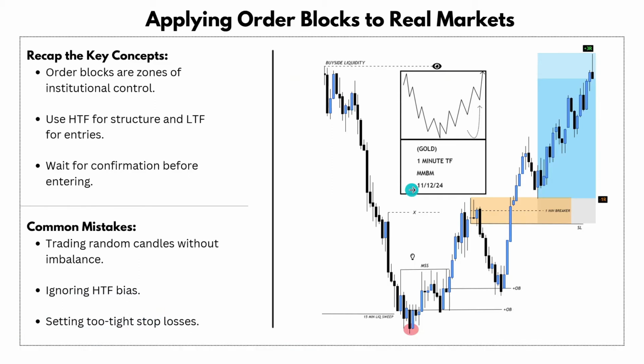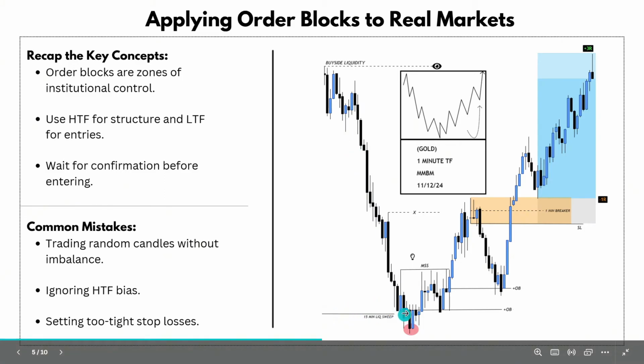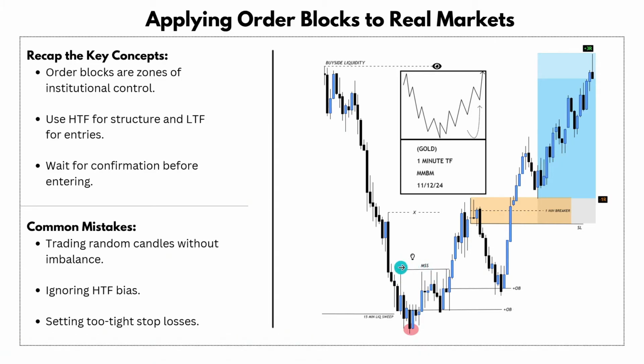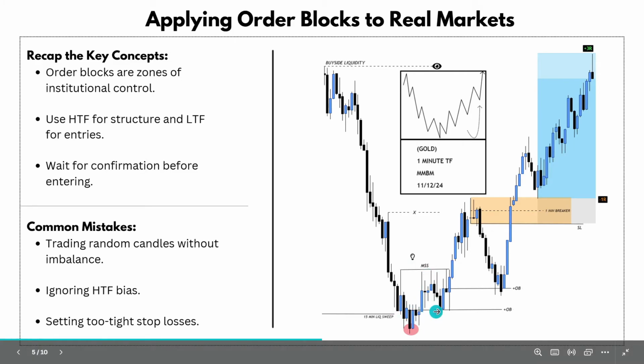As we can see right here, this is a beautiful market maker buy model on gold. We can see that price rallied down lower and gave us a liquidity sweep of these old lows right here, and then rallied back higher to give us a market structure shift of this old high. Then we can see that price pushed down lower, mitigated this old order block right here, and then rallied back higher right here. And on this pullback, we can see that price mitigated this old order block as well.